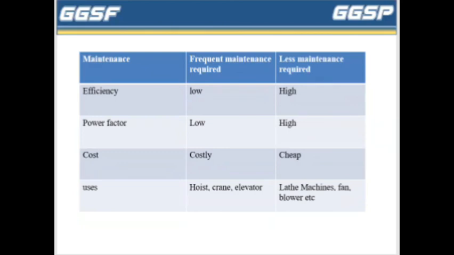Maintenance. Efficiency: low versus high. Power factor: low versus high. Cost: costly versus cheap. Uses: hoist, crane, elevator, lathe machines, fan, blower, etc.